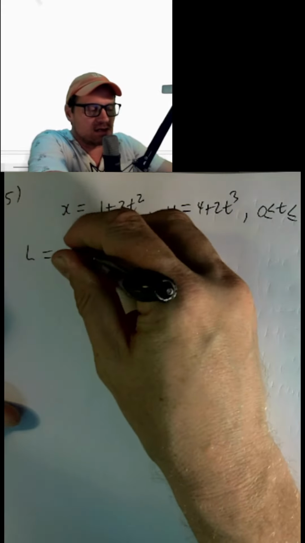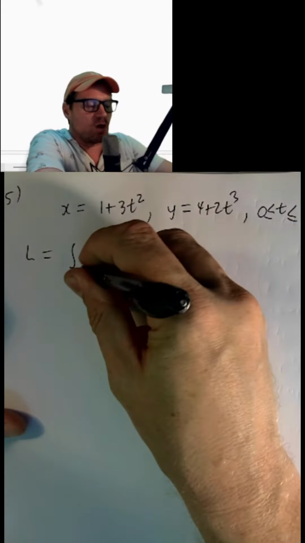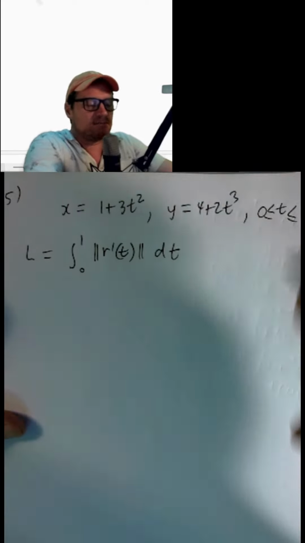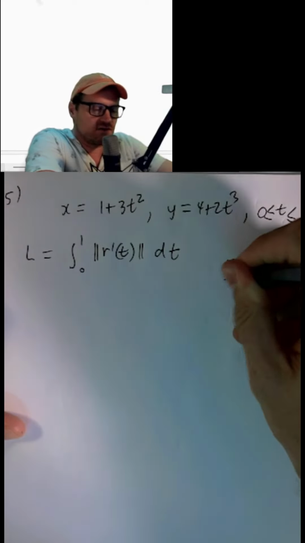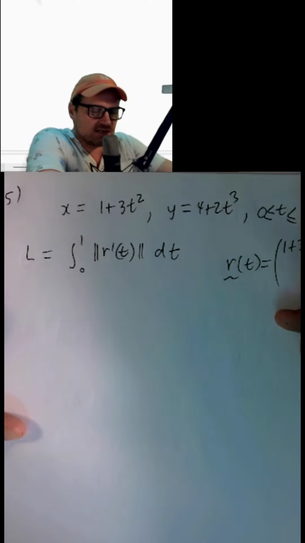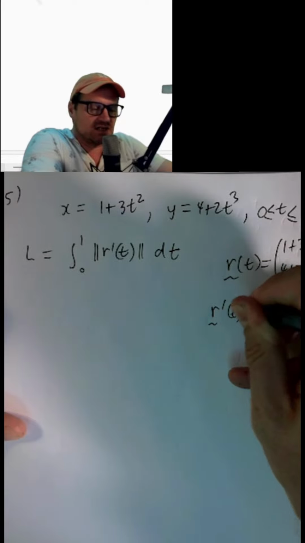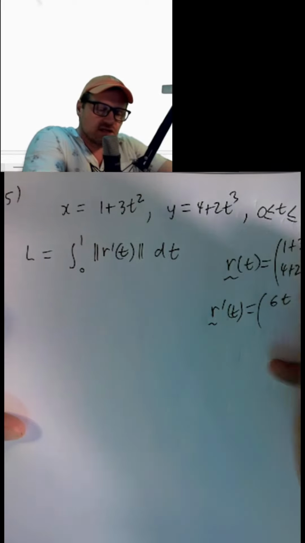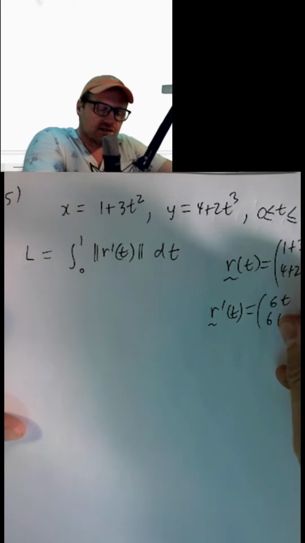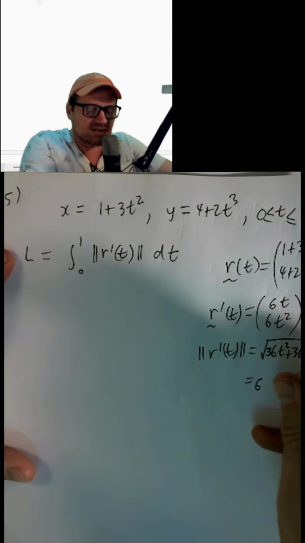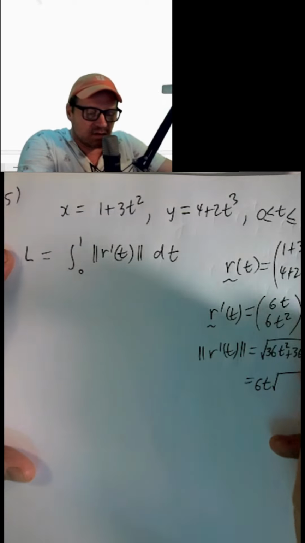So remember, L is the integral from 0 to 1 of the norm of r'(t) dt. Now r here is the vector (1 plus 3t squared, 4 plus 2t cubed). So differentiating this, r'(t) is (6t, 6t squared). So taking the norm of this vector, we can write this as 6t root 1 plus t squared.